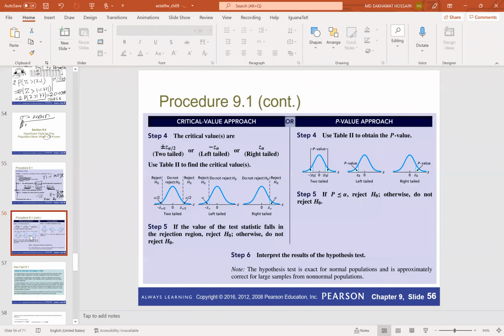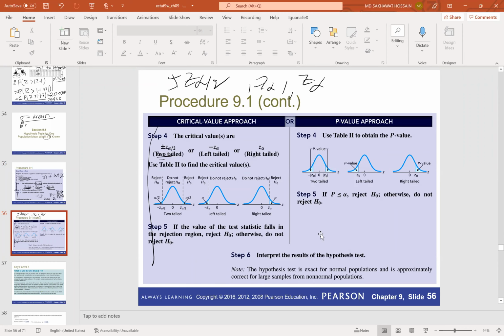Okay, number four is making the decision. So now we know two approaches. One is the critical value approach. The other one is the p-value approach. For the critical value approach, you will calculate the critical value: for a two-tail test, negative z alpha over 2 and z alpha over 2; for left tail, negative z alpha; for right tail, z alpha. And for the p-value approach, you will calculate the p-value for a two-tail, left tail, or right tail test.